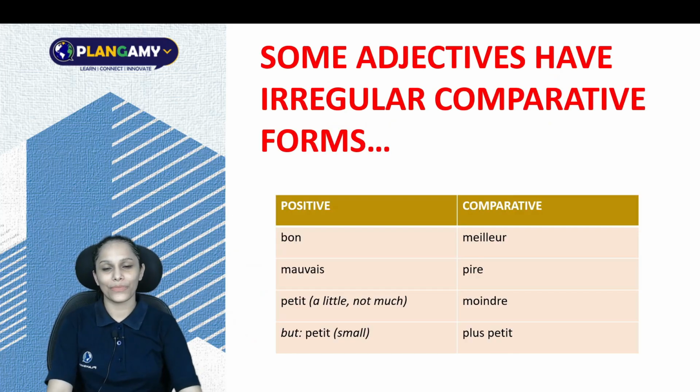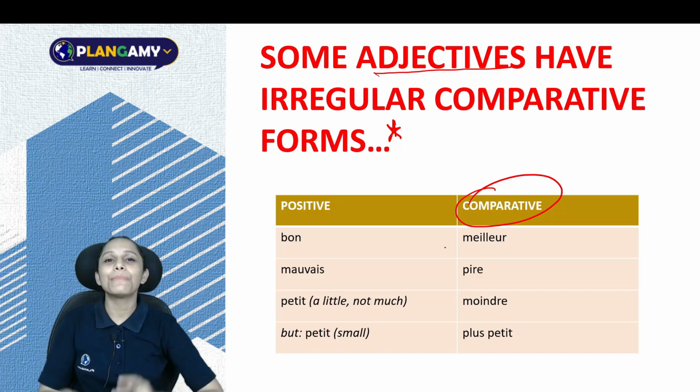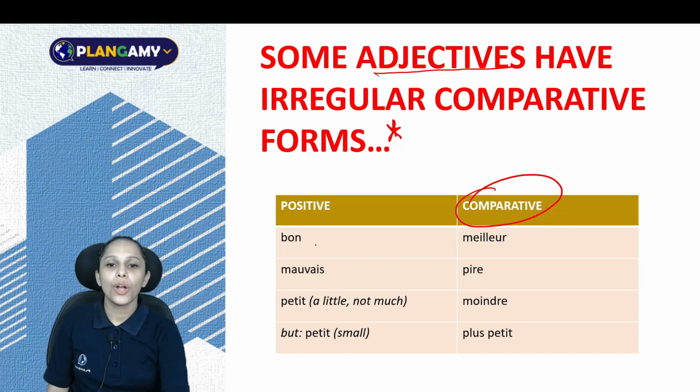Let's move further. It is very important. Let me put a little star here. It says, some adjectives have irregular comparative forms. So, these are adjectives, and if you want to write a comparative sentence, how your adjectives will change while making a comparison. Bon becomes meilleur. Bon means good, so good becomes best, meilleur. Mauvais means bad, so bad becomes worst, pire.